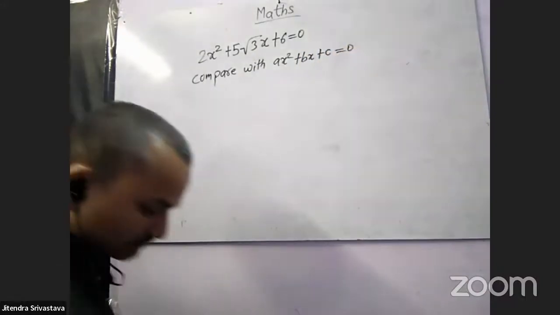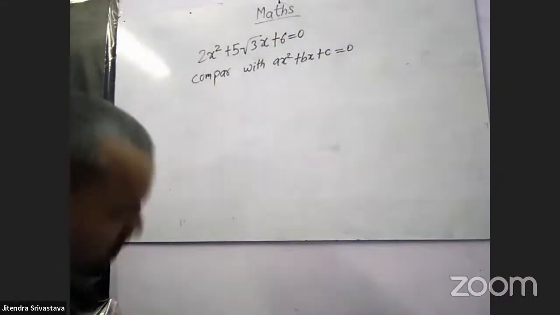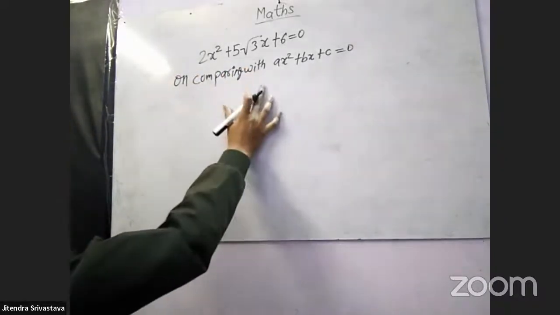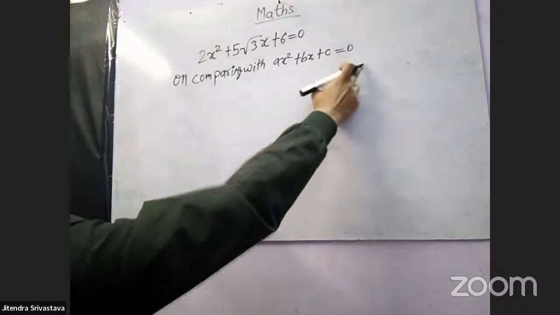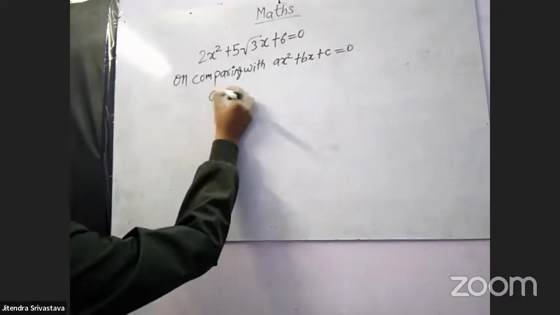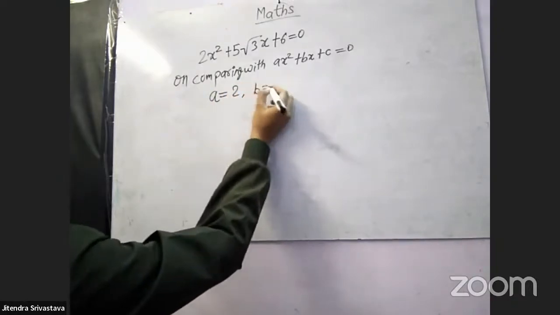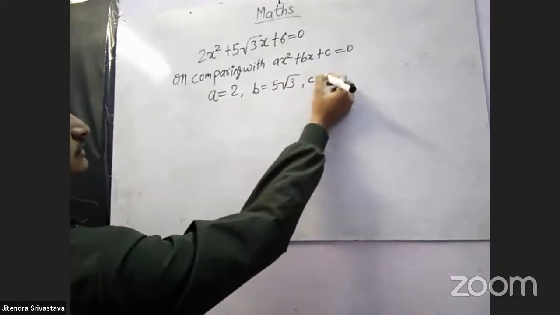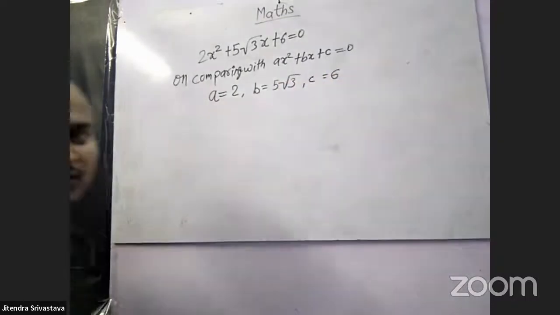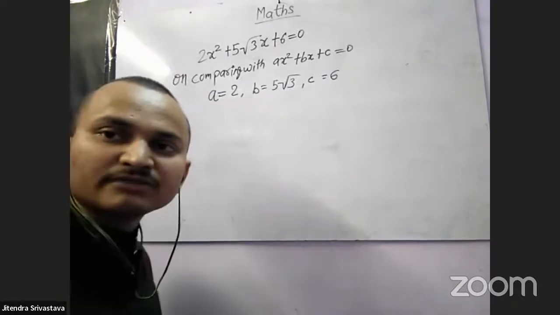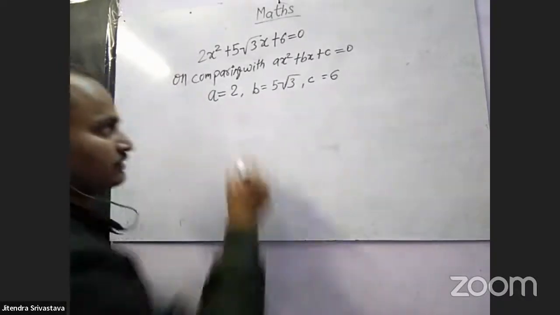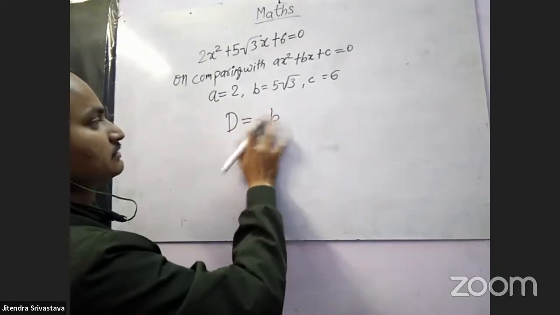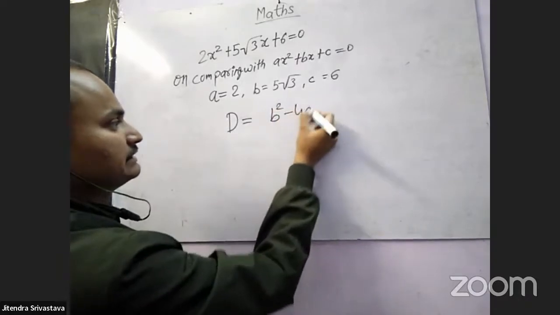Or you can write here, on comparing with ax square plus bx plus c equals to 0, we get a equals to 2, b equals to 5 under root 3, and c equals to 6. And now we have to find out the value of discriminant or D. It will be b square minus 4ac.